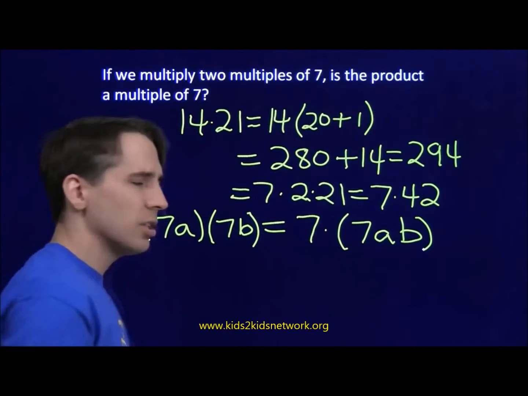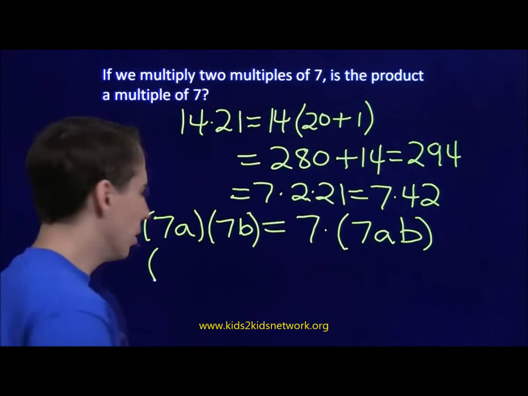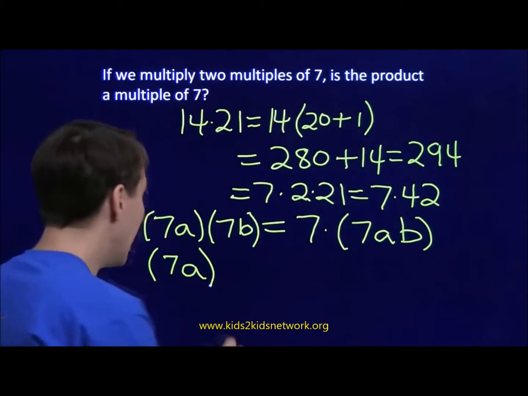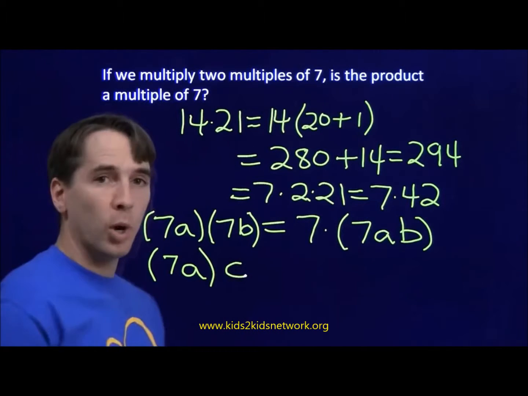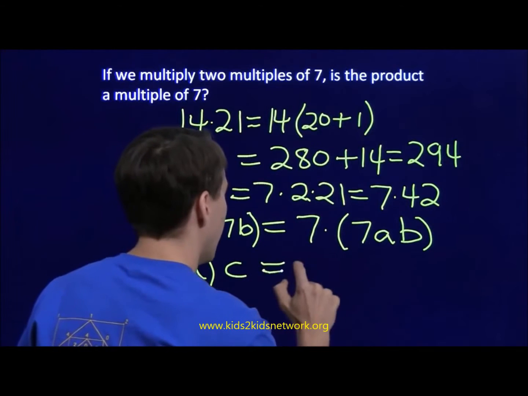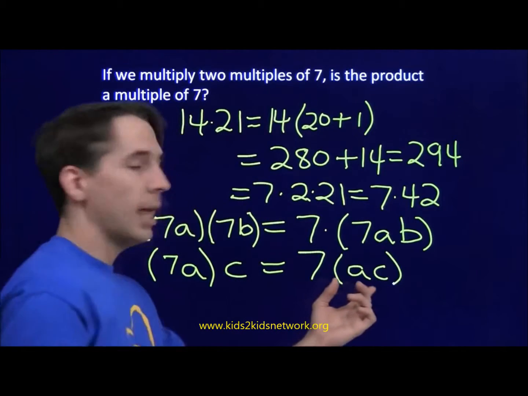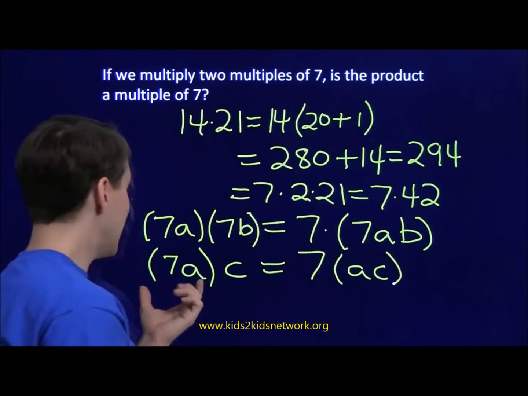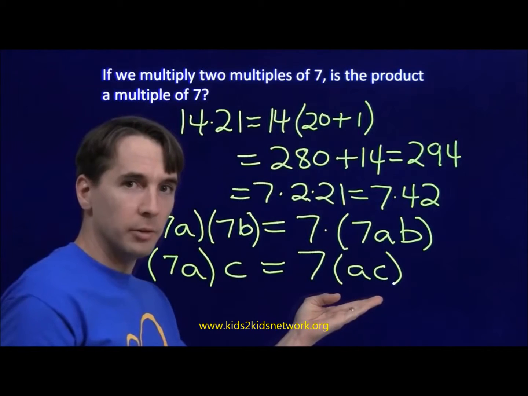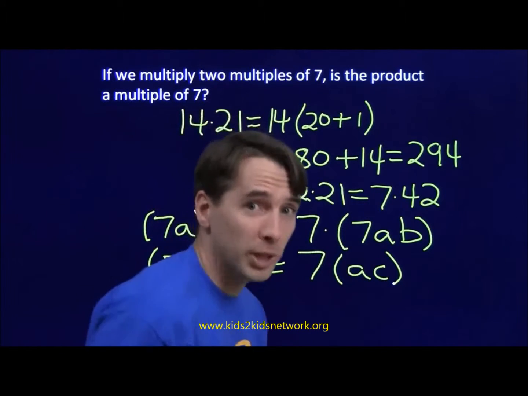Now if we look back here, we see something else that's kind of interesting. It didn't really matter that the second number here is a multiple of 7. I can take a multiple of 7, 7a, and multiply by anything I want to. Any integer at all over here. And when I multiply this out, I get 7 times ac. That's an integer. So if I take a multiple of 7, multiply it by any other integer, I get a multiple of 7. So that takes care of addition, takes care of subtraction, takes care of multiplication.